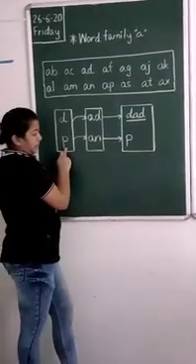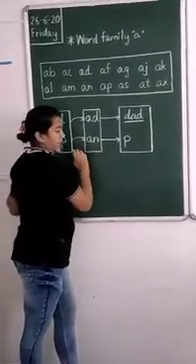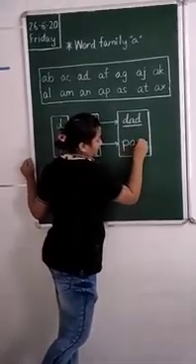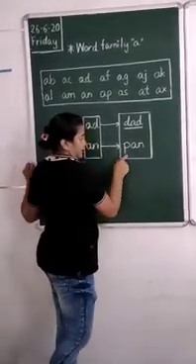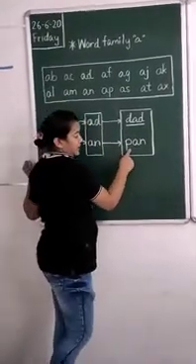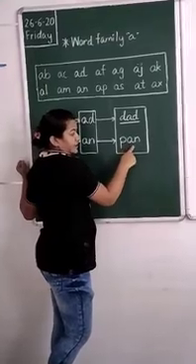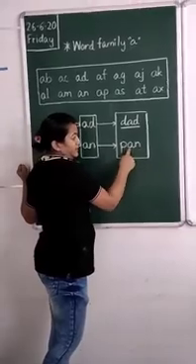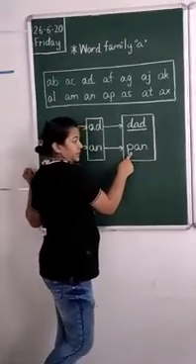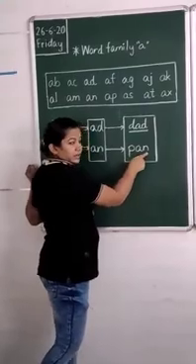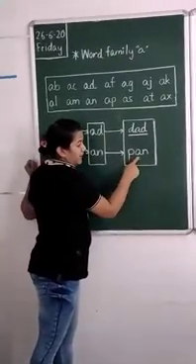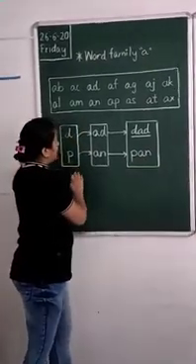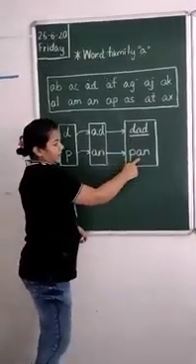This is P. P says P. This is and. I will write A, N, and over here. Let's make the sound. P says P. A says A. N says N. This is and. This is P. Pan. P, and, pan. Okay. This is dad and pan.